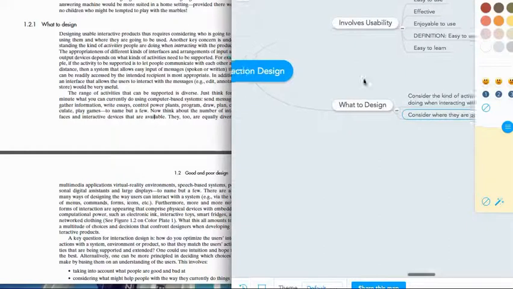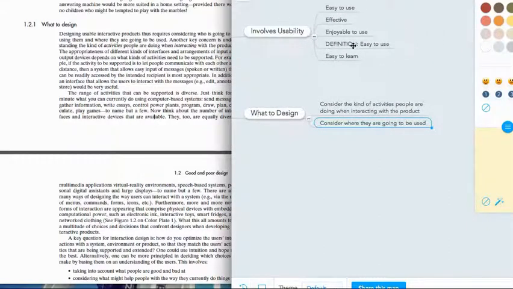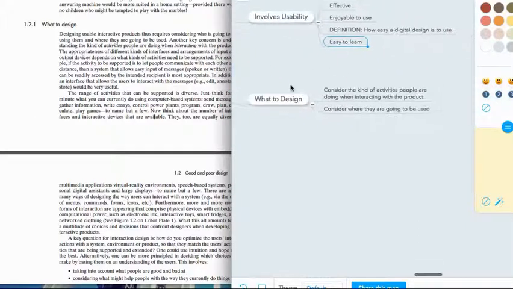So far, what I've learned about interaction design is that it involves usability, which is how easy a digital product or digital design is to use. That can be easy to use, effective, enjoyable to use, and easy to learn, which this reading does come back to later, so I can start filling that in later. I also learned that in interaction design, we have to think about what to design, so we have to consider the activities people are doing when interacting with the product, and then where the products are going to be used.